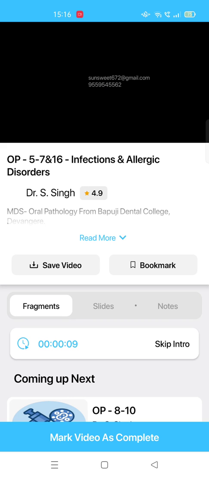Okay, the next topic is infections, mainly the bacterial, viral, and fungal. In this, we'll be focusing mainly on the oral manifestations of these infections, and also simultaneously we'll be covering allergic and immunological disorders of the oral cavity. So let us first begin with bacterial infections. First one is scarlet fever.